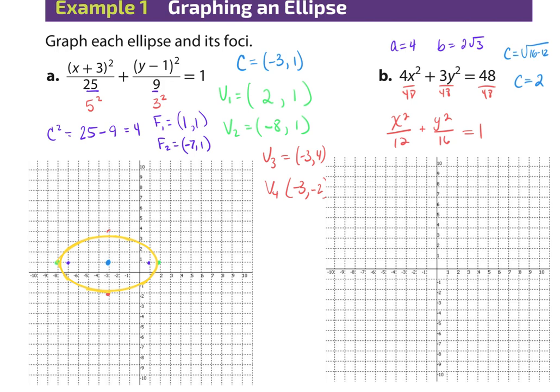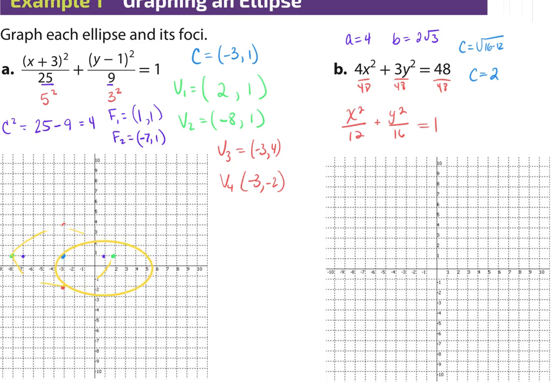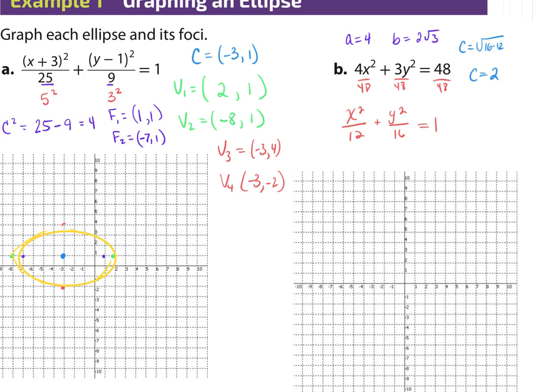My center, where's my center on this one? Where's my center? 0, 0. Yeah. So my center is going to be 0, 0 because nothing is being added to my x and y. So my center, or my h, k, is going to be 0, 0. And then I'm just having to find my vertices. My major vertices, V1, my x value is not going to change. My y is going to go up by my a value. So my x value is going to stay as 0. My y values are going to be 4 and negative 4.